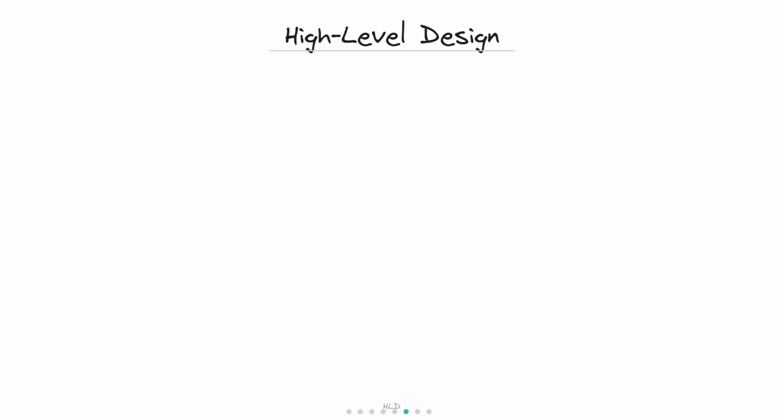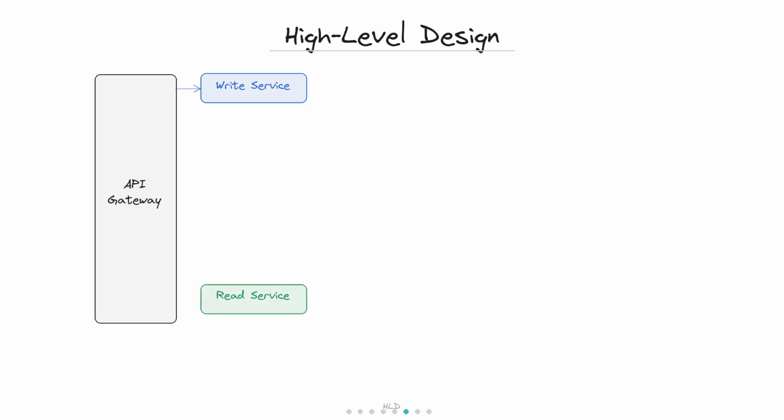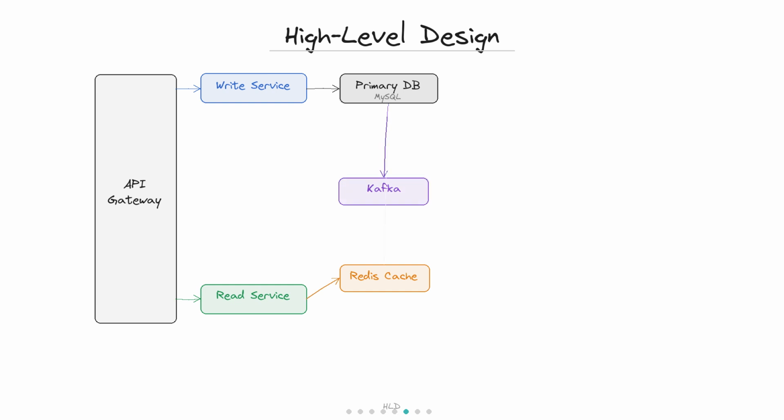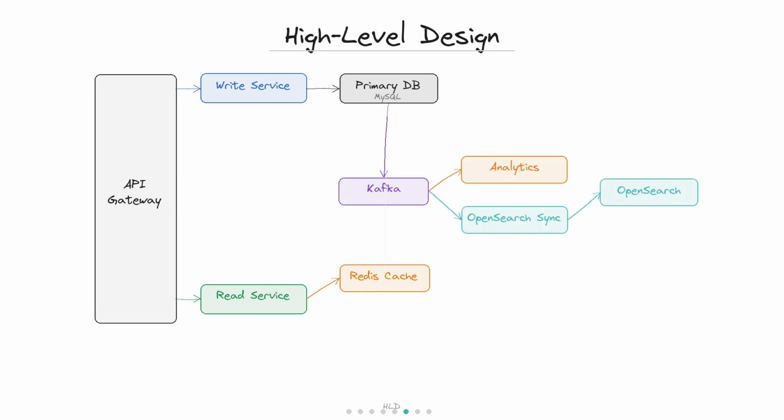Now for the high-level design. The rule here is start simple, but still draw the full skeleton so your interviewer can see the complete picture. Here's our cast of components: a client, an API gateway, a write service, a read service, a primary database, a Redis cache, Kafka for event streaming, and OpenSearch for full text search and analytics.